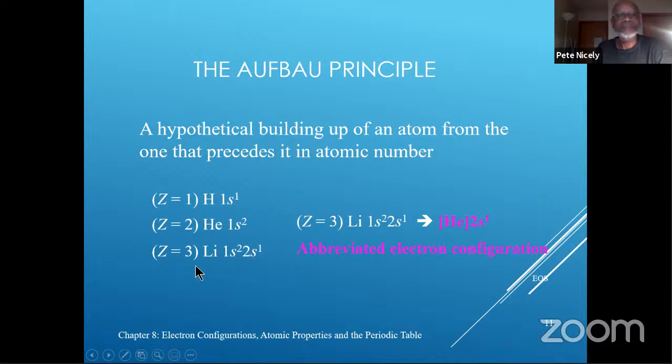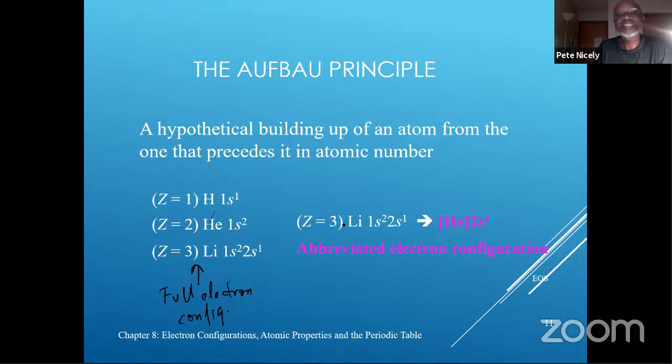Now, let me stick a pin here and talk about what we call the abbreviated electron configuration. The configuration that we have talked about before, we call the unabbreviated version, or we simply call it the full electron configuration, all right? Now, the abbreviated version is used especially for larger atoms, but I'm going to show you how you determine it for lithium in this case.